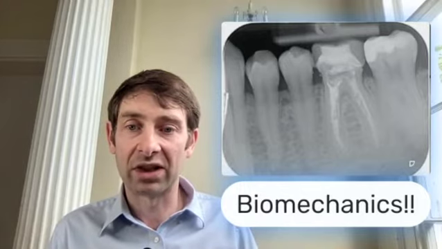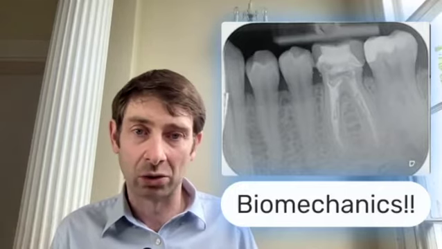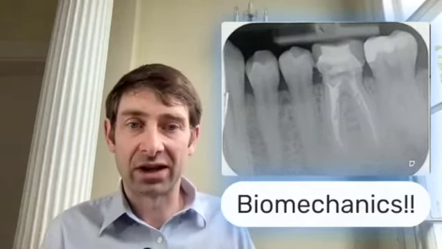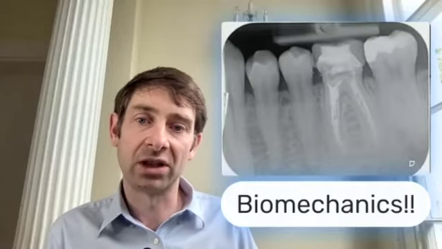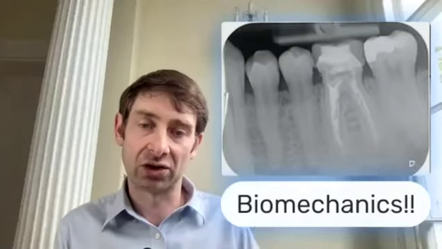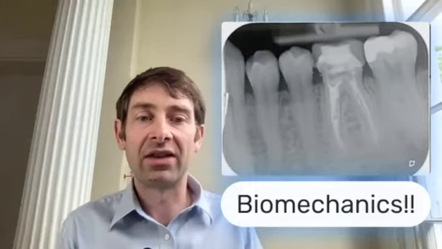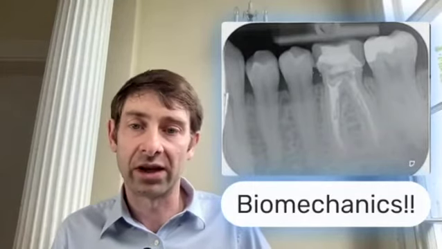But the problem is there's no point having an absolutely perfect endo and then the tooth cracks, or you've removed so much tooth structure trying to optimize the endo that the tooth becomes unrestorable. So we need to think in the bigger picture. We need to look at the restorability first, then the periodontics, and then the endo is the third thing.